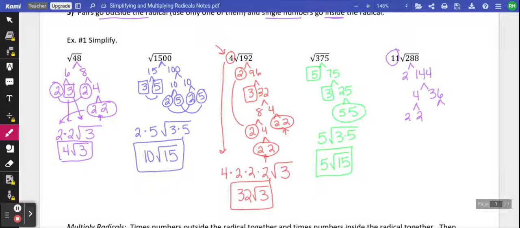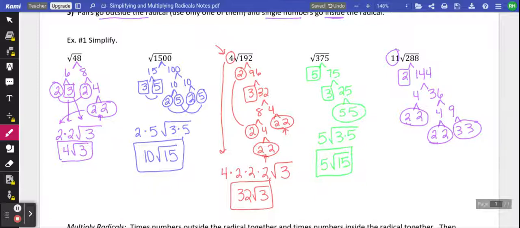4 becomes 2 and 2. 36, I'm going to use 4 times 9. 4 becomes 2 and 2 again, and 9 becomes 3 and 3. Pairs: 3s, 2s, 2s again, and a leftover 2.